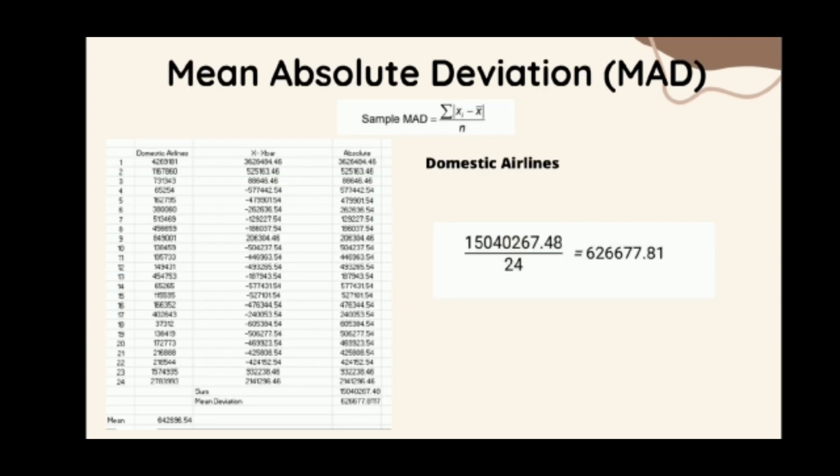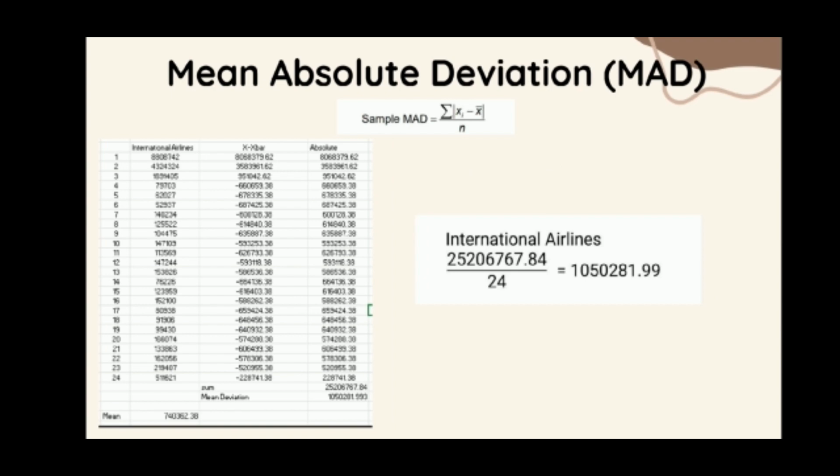After computing the mean, it's very easy to compute the mean deviation. For step 2, subtract the mean from each observation and then convert to positive if the difference is negative. Then step 3, the mean deviation is the sum of the absolute differences between x and the mean divided by the number in the sample. So the value of mean deviation for the domestic airline is 626,677.81, which is smaller than the international airline at 1,050,201.99.